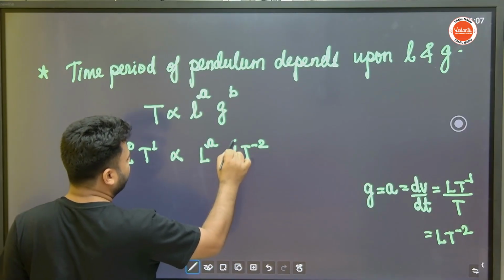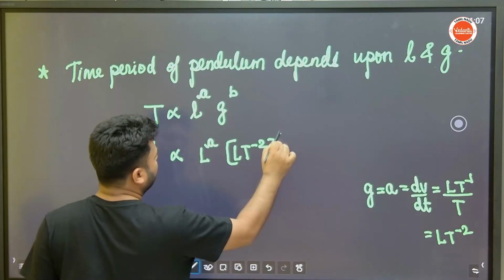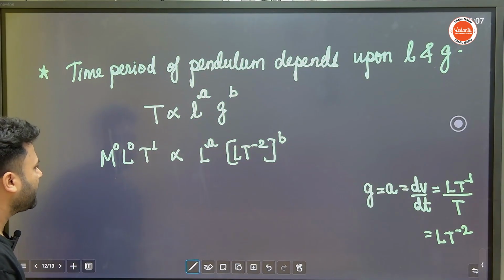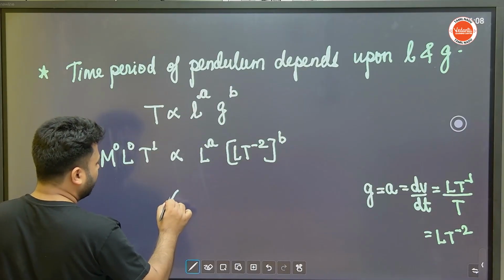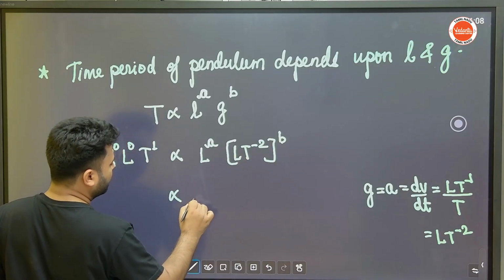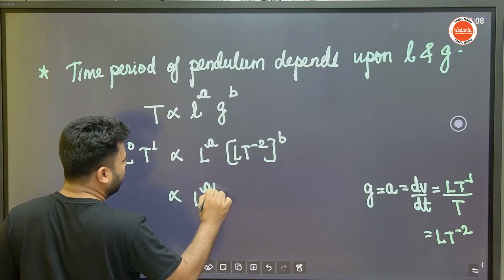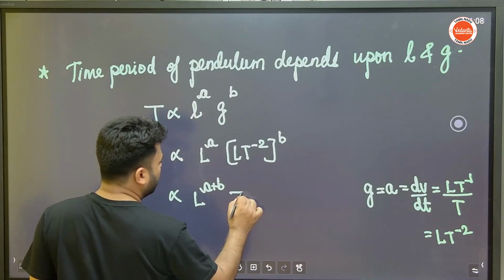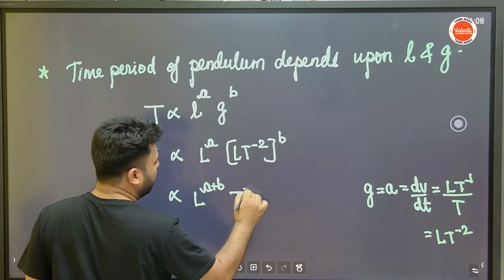This is the dimension of gravity, and to the power b, because it is gravity to the power b. So here we can write length, here it is a, and here length power is b. So finally we can write length to the power a plus b. Similarly, time power will be minus 2 into b, minus 2b.